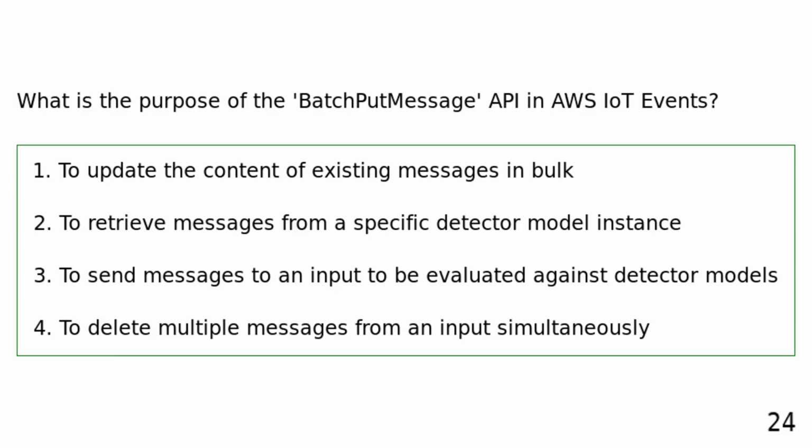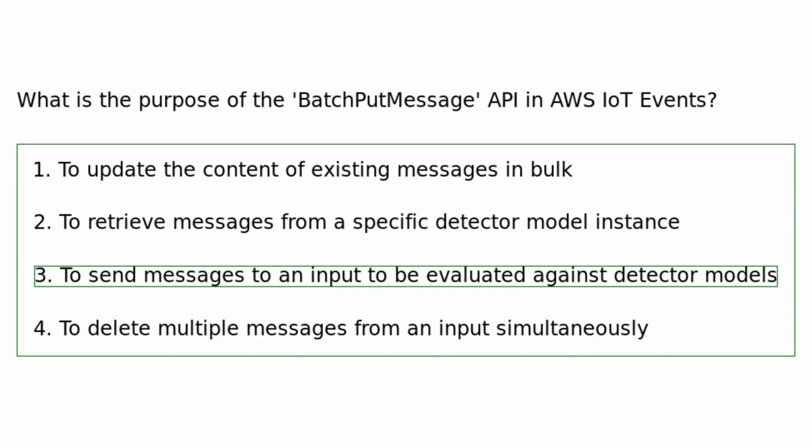What is the purpose of the BatchPutMessage API in AWS IoT Events? To update the content of existing messages in bulk. To retrieve messages from a specific detector model instance. To send messages to an input to be evaluated against detector models. To delete multiple messages from an input simultaneously. The BatchPutMessage API in AWS IoT Events is used to send messages to an input. These messages are then evaluated against the detector models associated with that input, potentially triggering state changes or actions based on the defined event patterns.